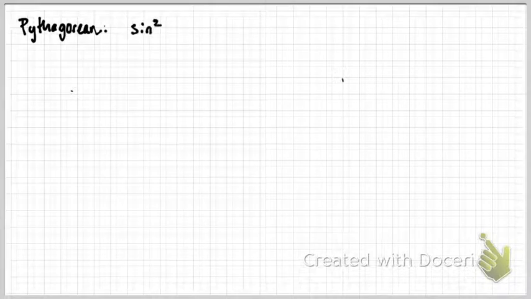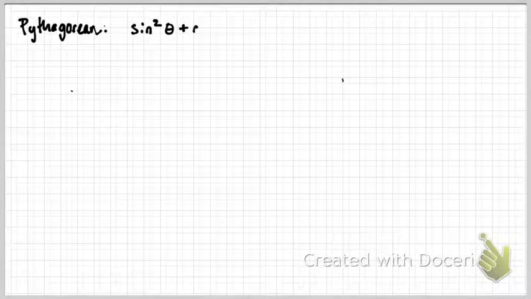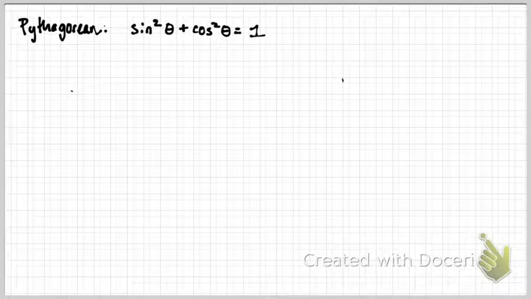Lucas, we'll start with you. Pythagorean identity, what is it? You got it. Sine squared theta plus cosine squared theta equals 1. And if you want to use x instead, that's fine. Doesn't matter as long as you have general form.